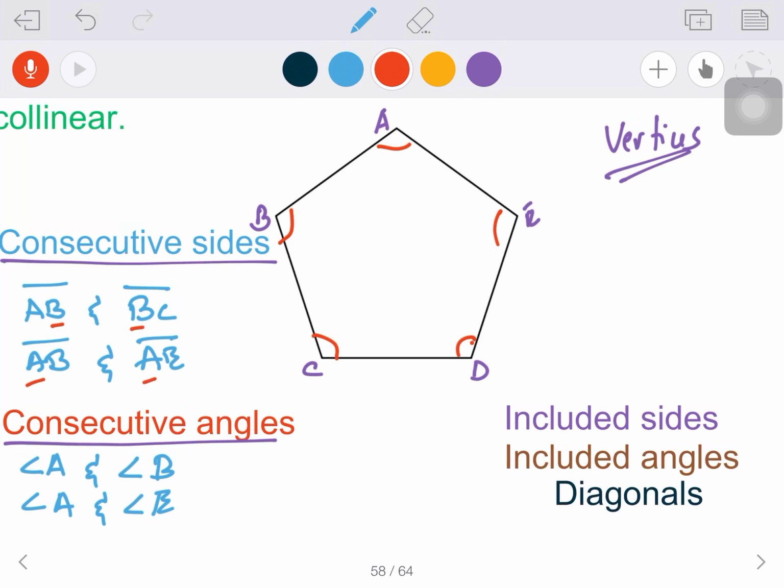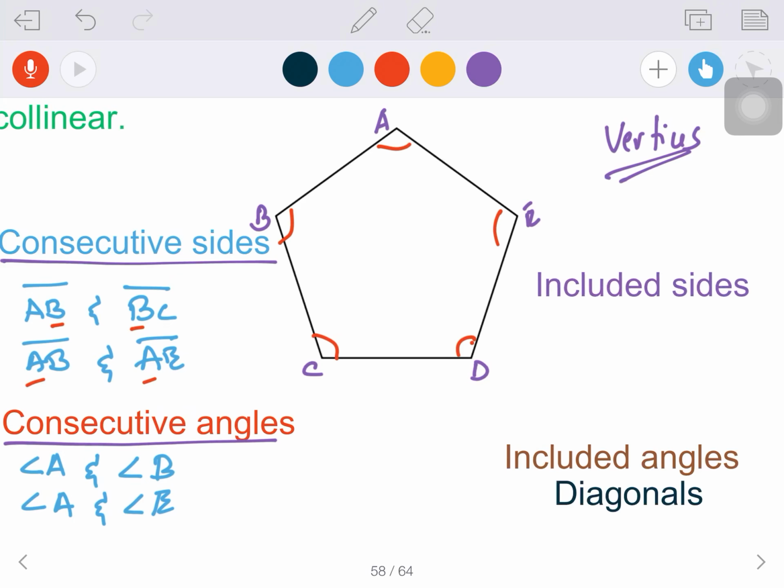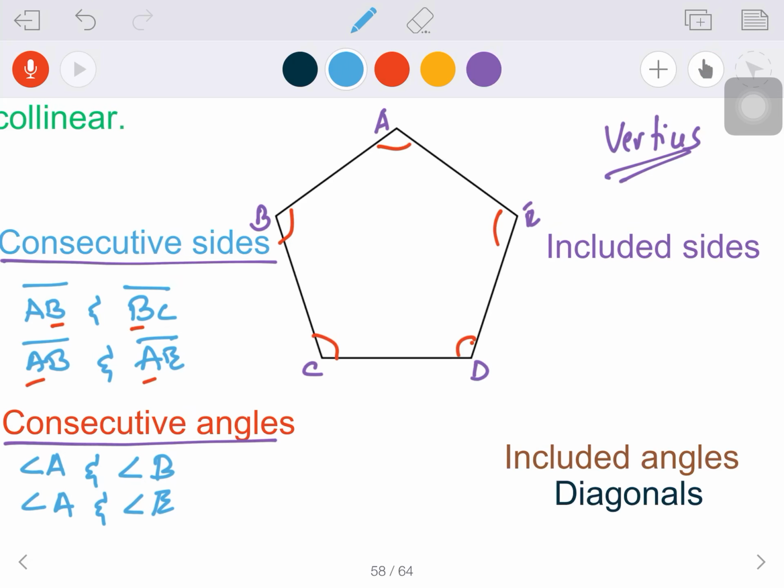Okay? Now, to continue, what about if we talk about included angles? What are included, or I mean, sorry, included sides? From the term included, it means it's between two angles. Again, I repeat that.